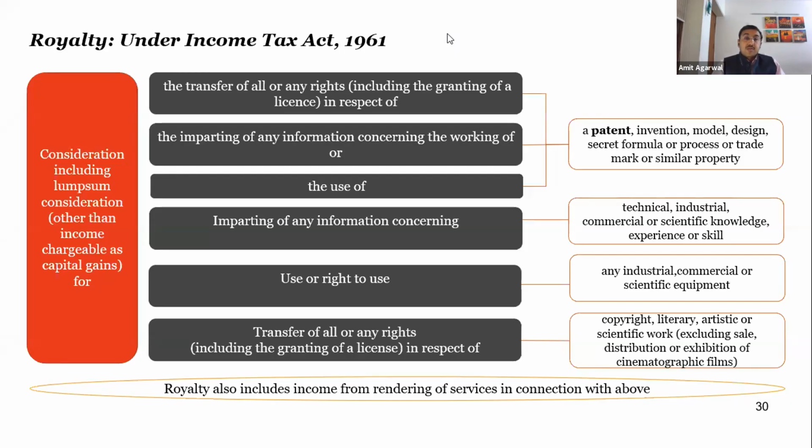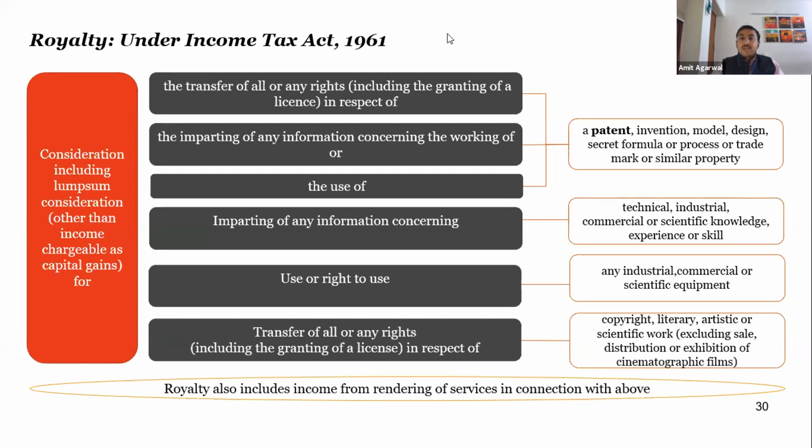So first, we'll talk about the royalty, and this is just for reading. But I think the message we are trying to give from this slide is that under royalty, the Indian income tax has covered almost everything. Any transfer of all or any rights in relation to patents, inventions, model, design, secret formula or process or trade. They have covered everything on that. Any transfer or any right relating to that.